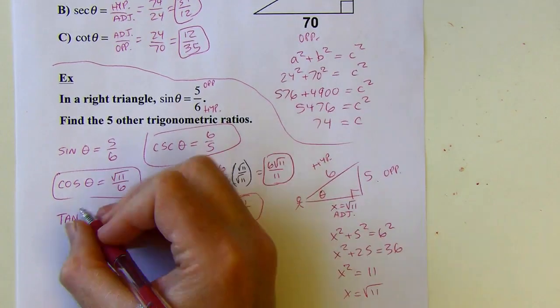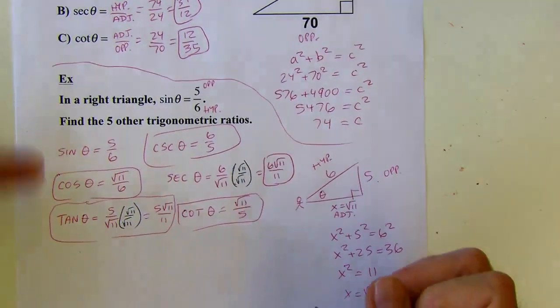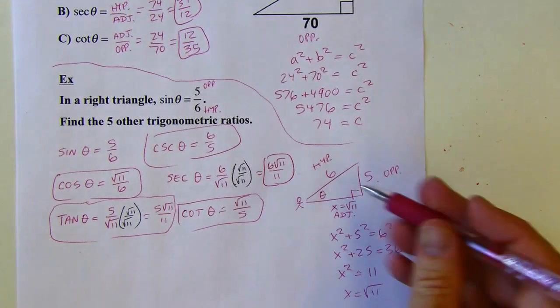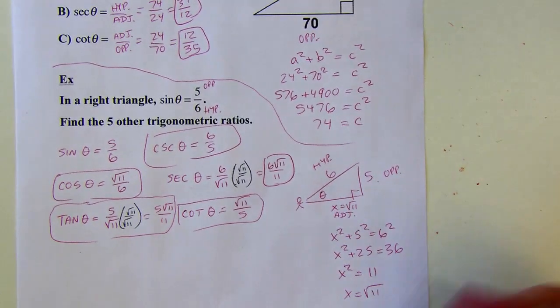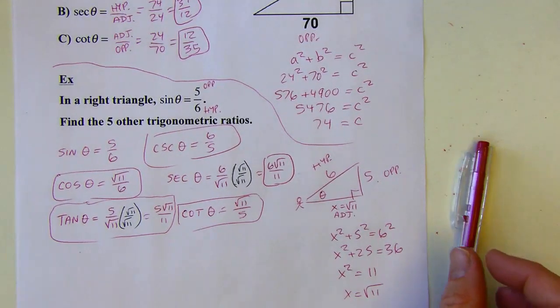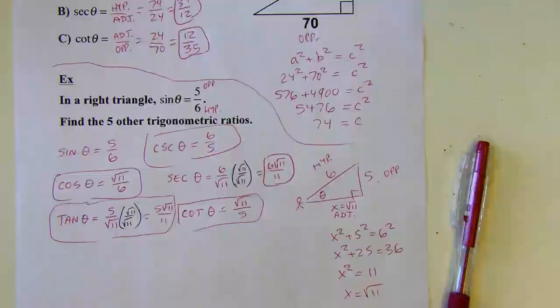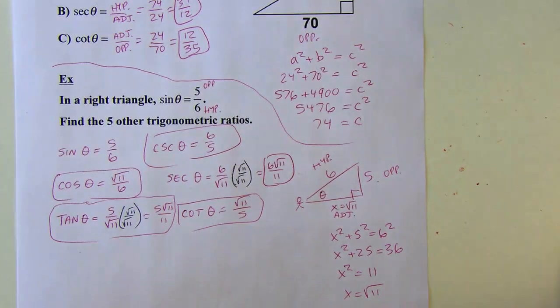And then I've got all 5 of the other ones, right? I had sine to begin with. I used that to create the others. So you draw yourself a little picture, find the missing side, and then you'll be able to fill in the trig ratios. Okay, let's try one more just like this on the next page.